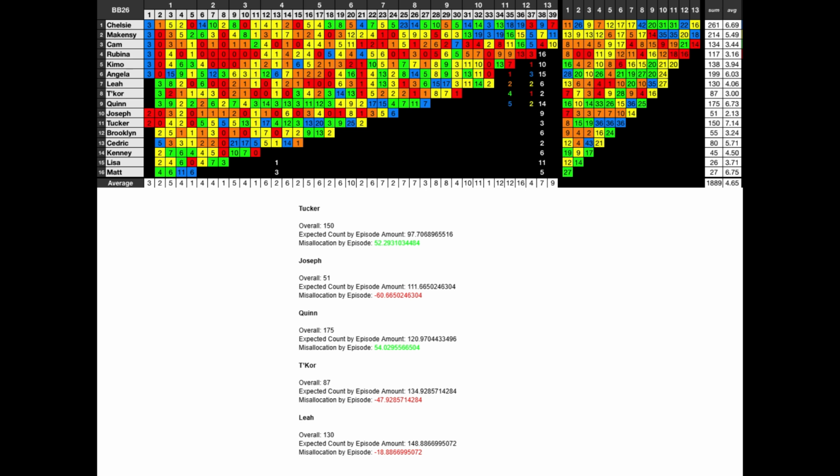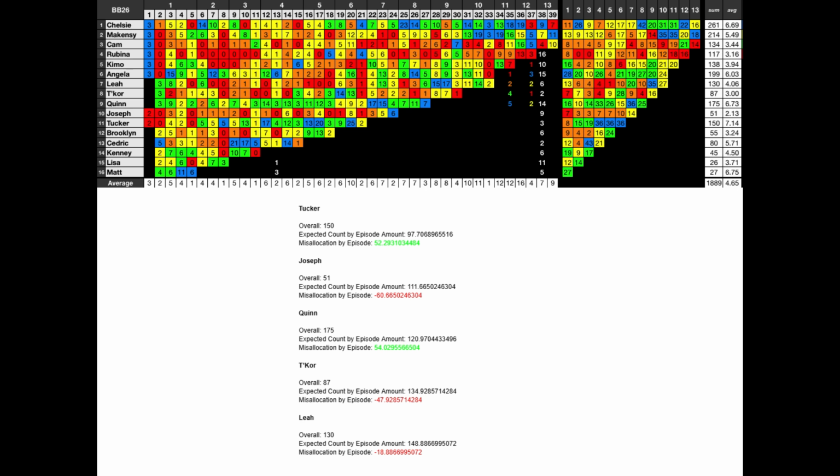On the other end of the spectrum is Joseph, who has 51 diary rooms, while he literally has 101 less than Tucker, despite lasting a week longer. And his expected count by episode amount is 111.66, causing him to have a negative 60.66 misallocation amount. One, this is one of the larger misallocation amounts in the negative, and two, this means he is missing over half the amount of diary rooms that he should have for a more distributed edit and balance.